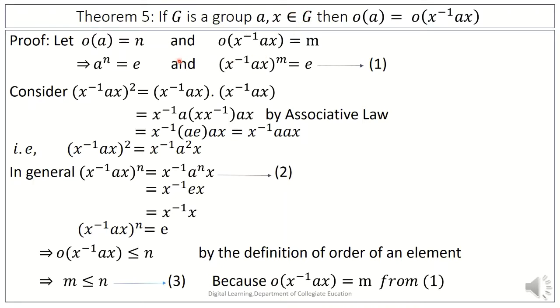To prove this theorem, let us consider the order of A is equal to n and the order of x inverse A x is equal to m. In the end, we have to prove m is equal to n. Here the order of A is equal to n. It means A power n is equal to E by the definition of the order of an element. And similarly here also, the order of this one is equal to m means (x inverse A x) to the power of m is equal to E by the definition of the order of an element. Call this equation number 1.